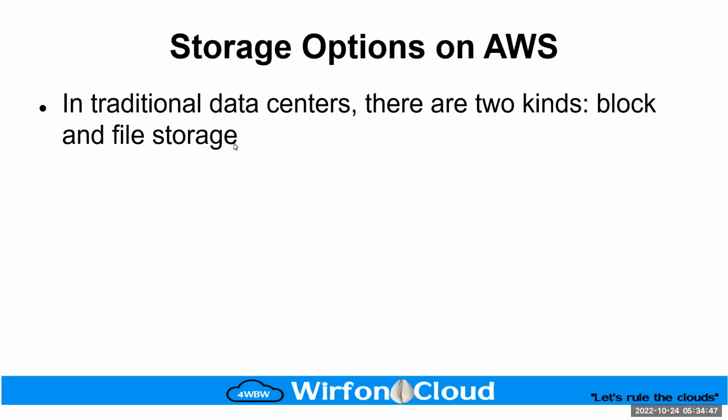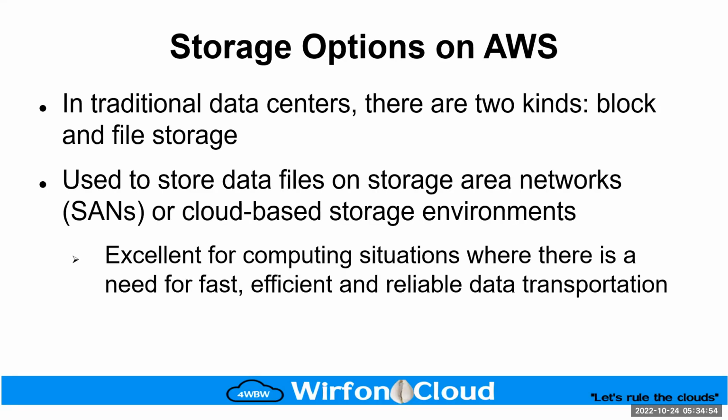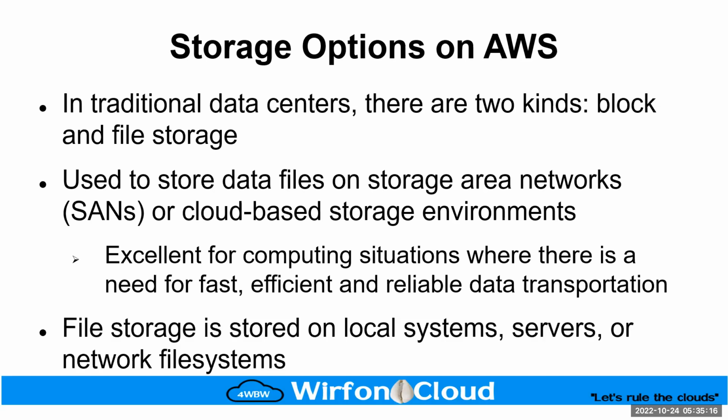Basically, in traditional data centers, there are two kinds of storage: block and file storage. Block storage is used to store data files on storage area networks, also known as SAN, or cloud-based storage environments. This is excellent for computing situations in case you need fast, efficient, and reliable data transportation. As for file storage, it's stored on local systems, servers, or network file systems.